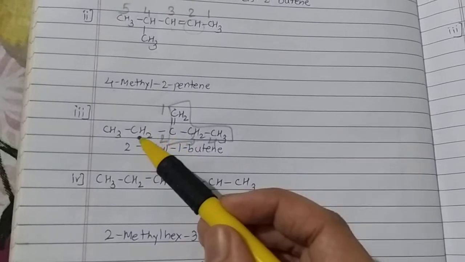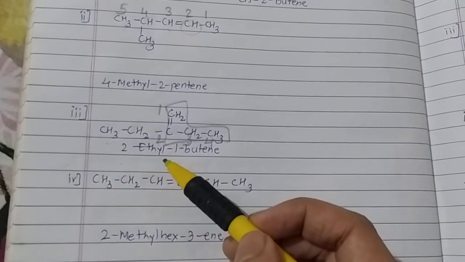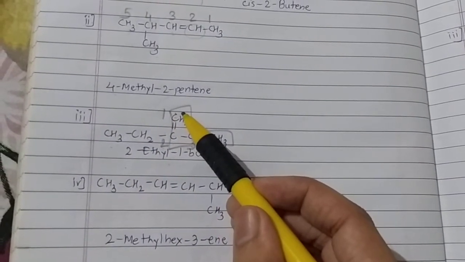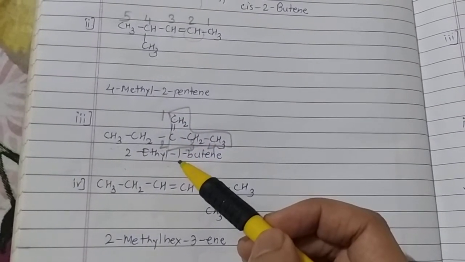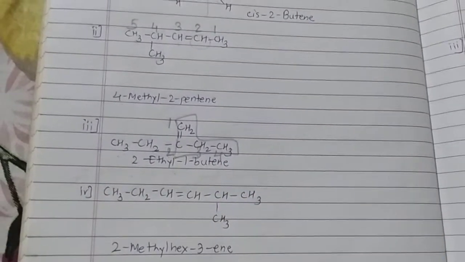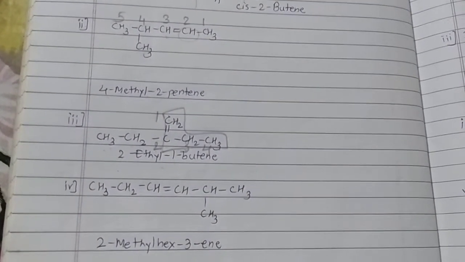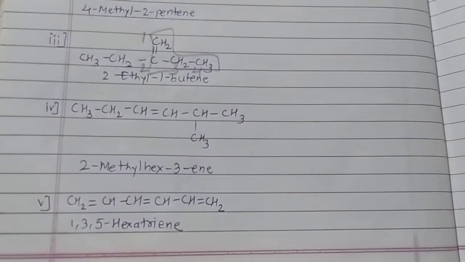So second position has ethyl as substituent, so 2 ethyl. Okay, and double bond is between first and second carbon, so 1. Okay, lowest number butene, so 2 ethyl 1 butene. Next example.